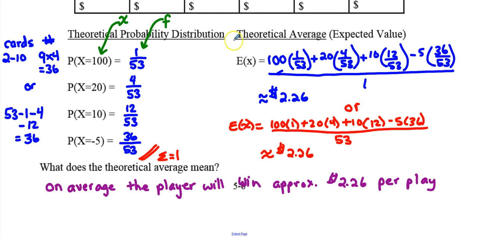So when you write out what it means, the 4 things I'm looking for is you need to say that it's an average. You need to say that this is happening from the player's point of view. You need to say how much they're going to win or lose. So if the expected value is positive, the player will win. If the expected value is negative, the player will lose. And you want to say that this is per play.